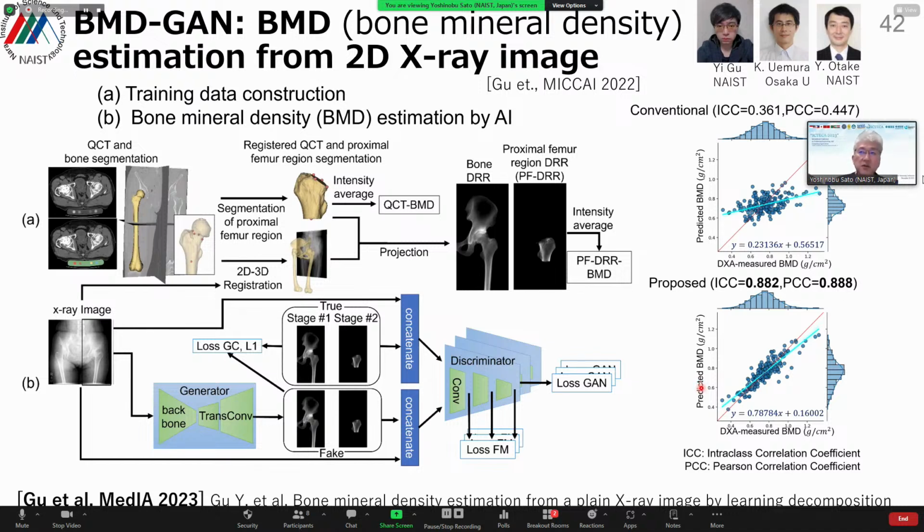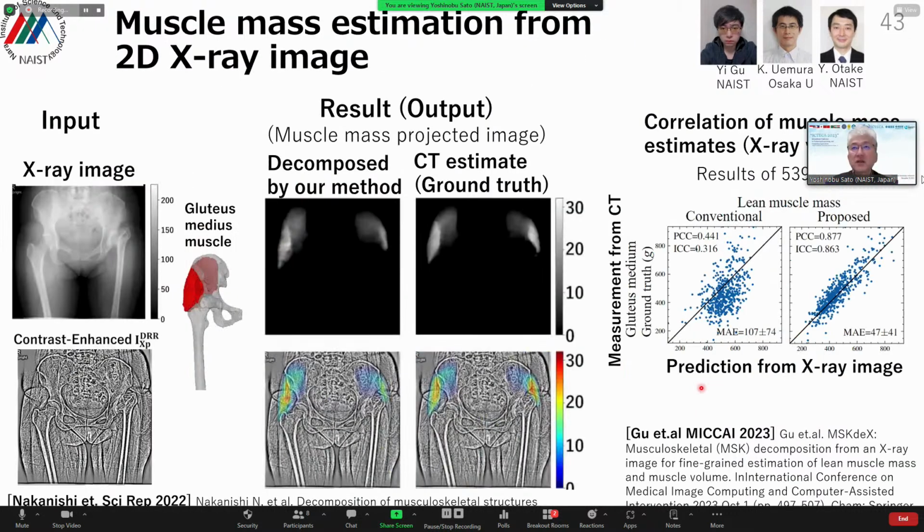So now there is a possibility to measure bone mineral density without special machines. Similarly, muscle mass can be estimated from plain X-ray. This PhD student and our collaborators have already shown high correlation, for example, 0.86 or 0.87 or something like that, between our predicted muscle mass estimation from plain X-ray and muscle mass measured from CT images.